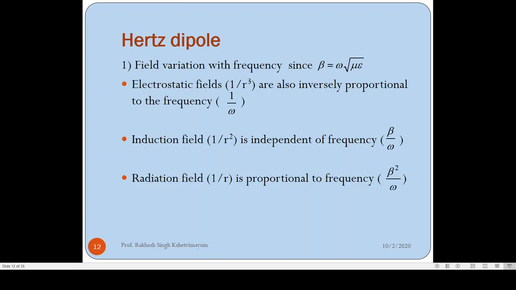How about the radiation field? In the radiation field term, you are observing that we have a term like beta squared by omega. So beta squared by omega means omega square mu epsilon. So omega here and omega square here cancels out, and we get omega in the numerator. So that means basically your radiation fields are directly proportional to frequency. That means when you go for higher and higher frequency, radiation fields will become more and more dominant.